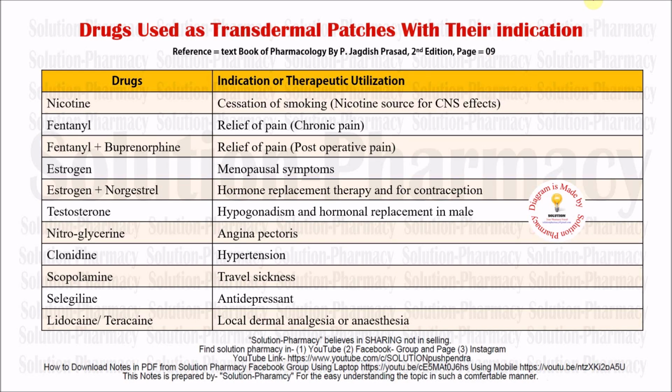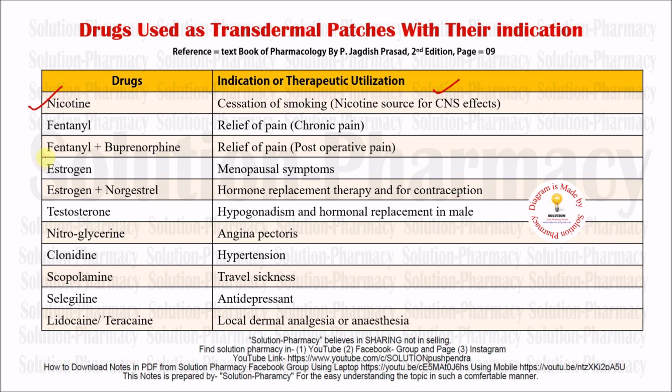As you can see in this table, we have divided the table into two parts. The first section is for the drug and the second one is for their indication or their therapeutic utilization. Under the drug, the first drug is nicotine. You have seen the use of nicotine in the form of smoking. Nicotine is basically a central nervous system stimulant, but if a person wants to stop smoking, then he or she should use nicotine transdermal patches, which are used for cessation of smoking. So to stop smoking, that particular person needs to use nicotine transdermal patches.